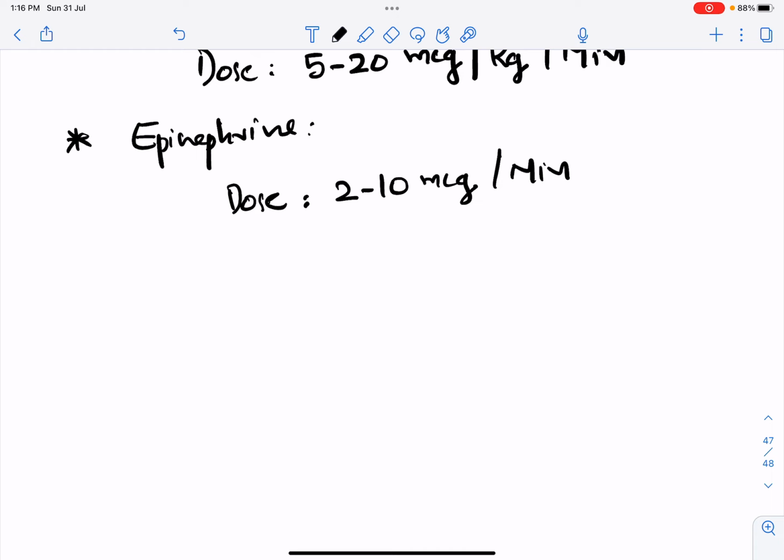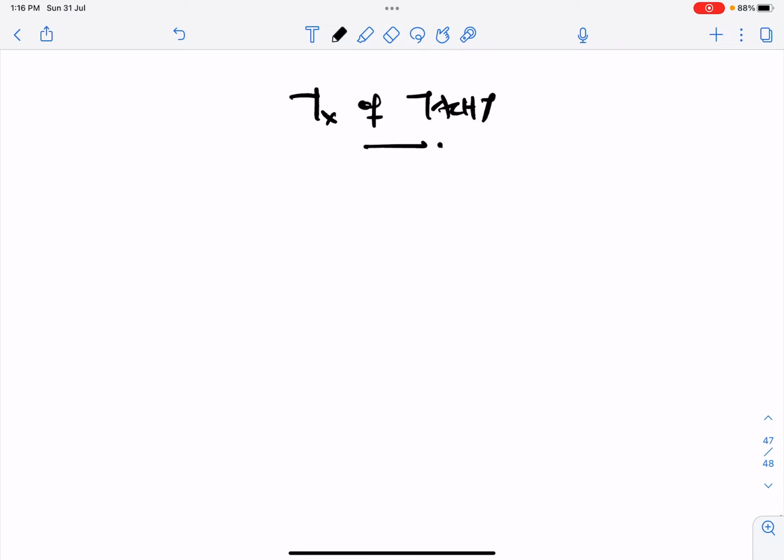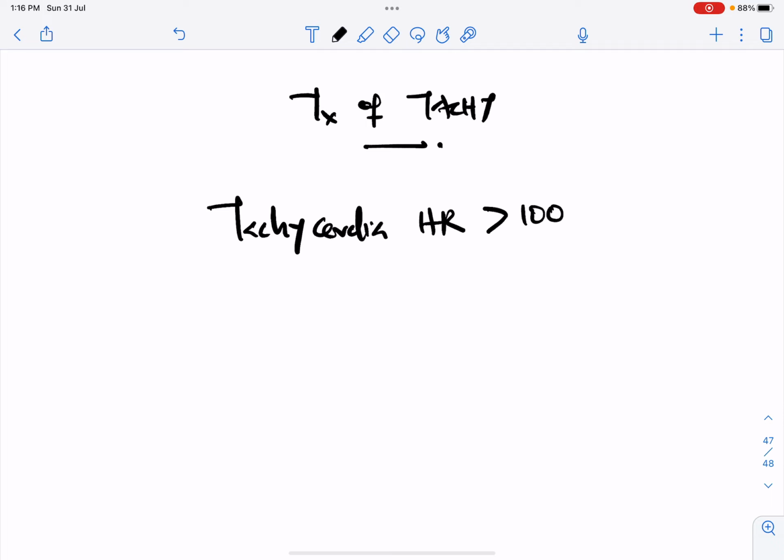Tachyarrhythmia also, treatment of tachy. As discussed in bradycardia, tachycardia is defined as heart rate more than 100 beats per minute. But here also, when the patient presents with symptomatic tachycardia, typically the heart rate will be more than 150. So tachyarrhythmia is defined as heart rate more than 150.